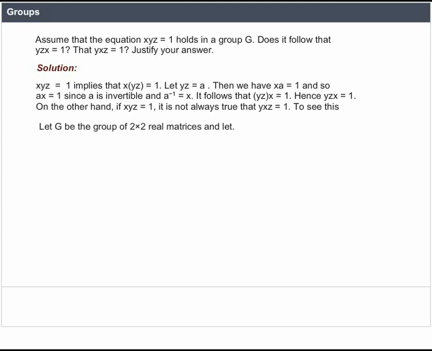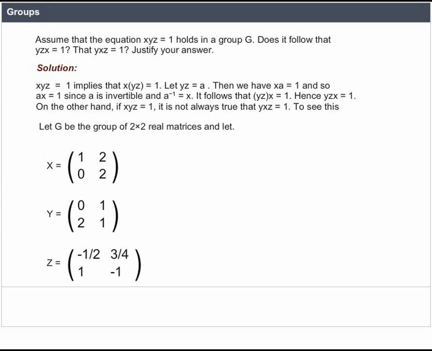let G be the group of 2 cross 2 real matrices and let x = [1, 2; 0, 2], y = [0, 1; 2, 1], z = [-1/2, 3/4; 1, -1]. Then xyz = [1, 0; 0, 1]. But yxz = [2, -2; 5, -9/2], which is not equal to 1.